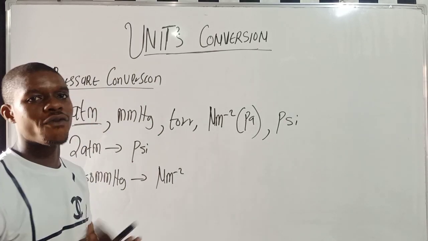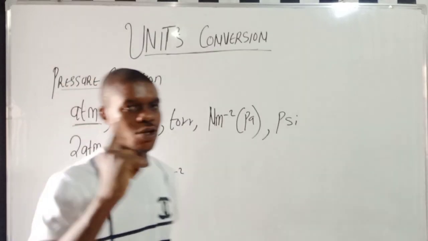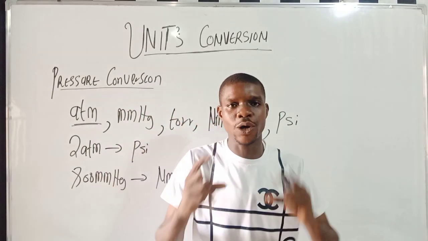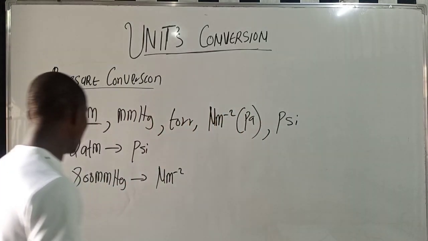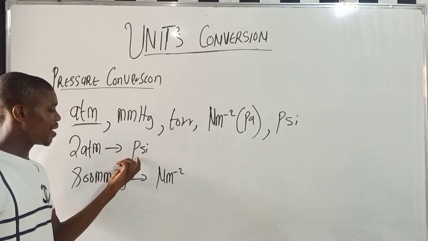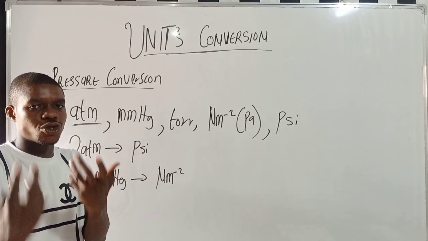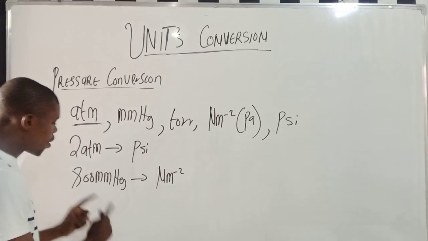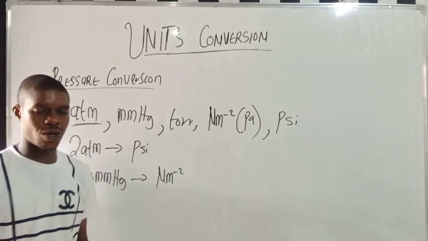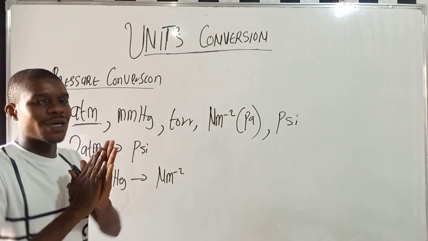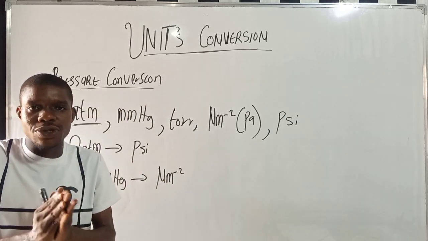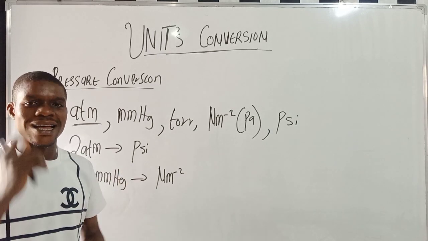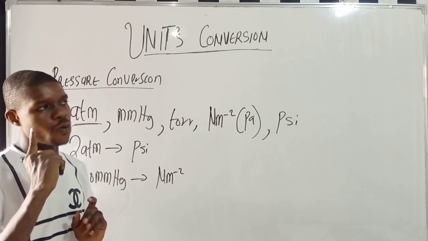So when you are converting from one unit to the other, the first thing you want to look at is the relationship between the units, the connecting factor. If for example we have to convert 2 ATM to PSI, you must know a connecting factor between ATM and PSI, or millimeter of mercury to newton per meter square. With that relationship, you can go ahead to step two. Step two says you should arrange them in a way that they cancel each other, leaving you with the desired units.